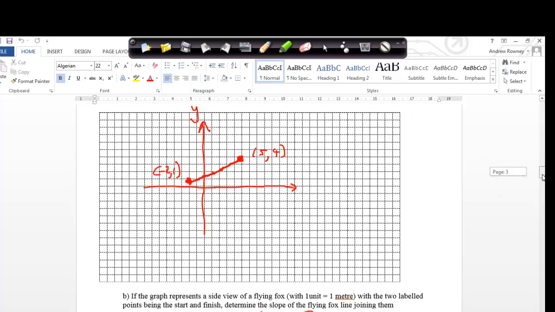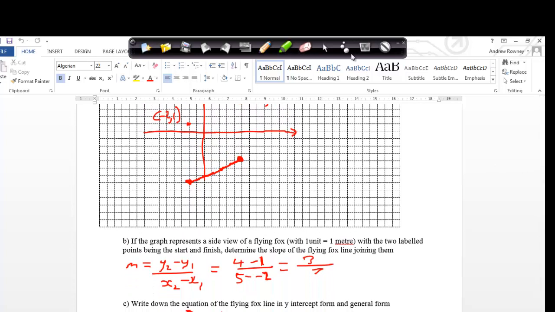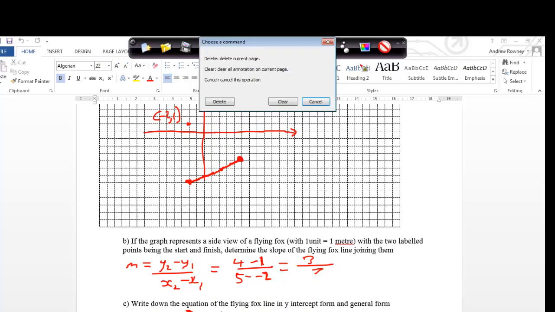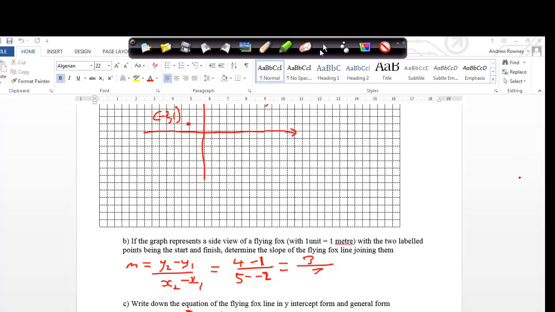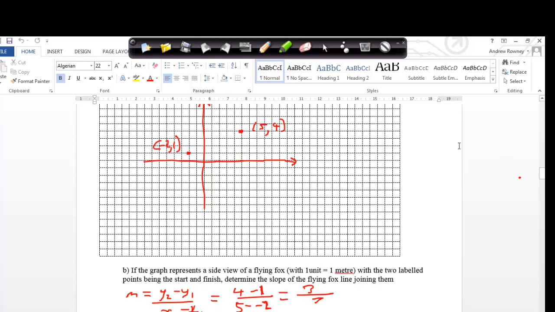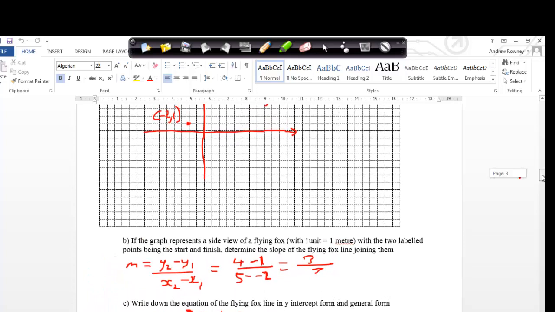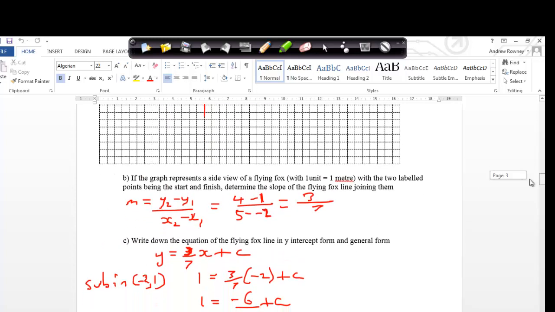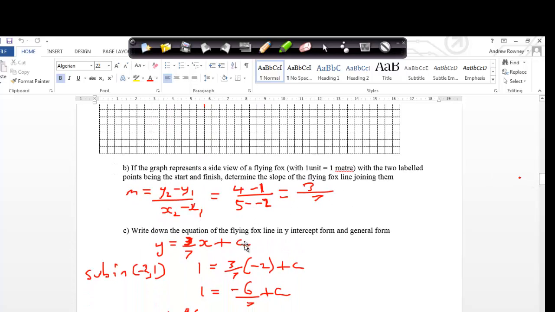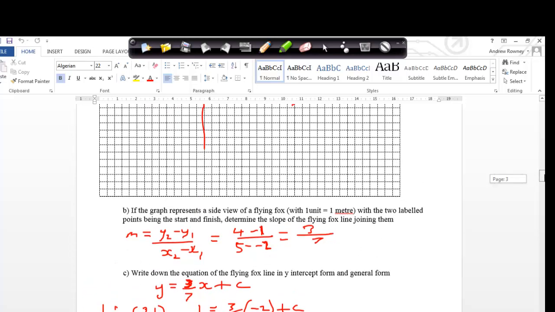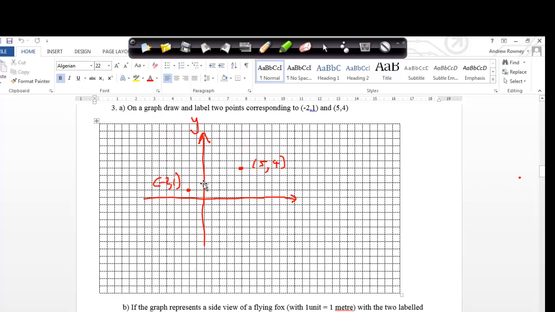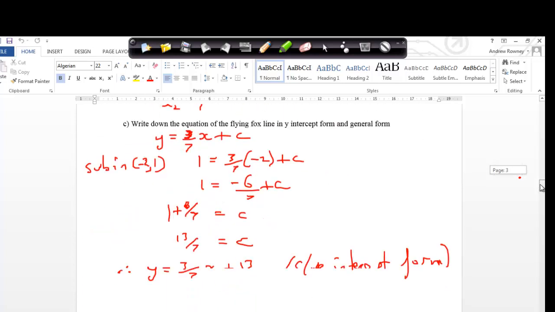Now to work out the slope, obviously you're going to do y2 take y1 on x2 take x1. So that's going to be 4 take 1 on 5 take minus 2, which is 3 on 7. You have to write down the equation, so it's y equals mx plus c. We've already worked out it's 3 on 7 the slope, so it's 3/7 x plus c. To work out the unknown c, notice we don't know where it cuts the y-axis. We could try and guess. It looks like about 0,2, but it's best if we do it algebraically.